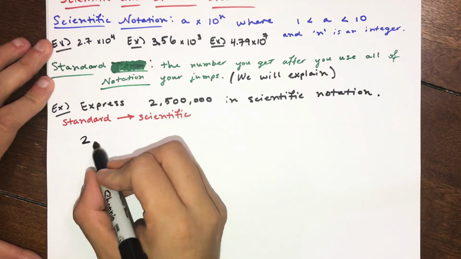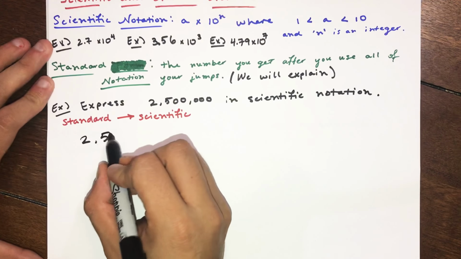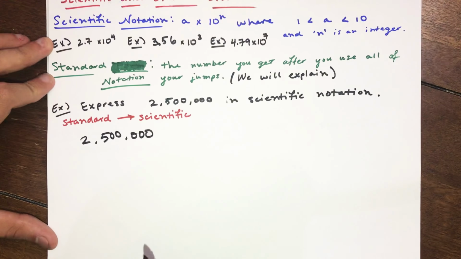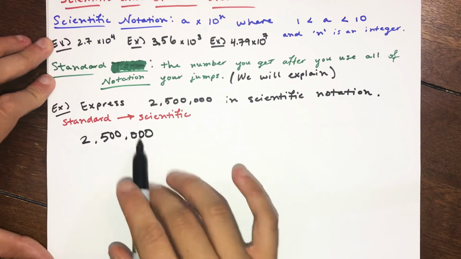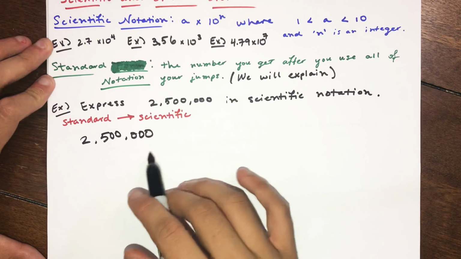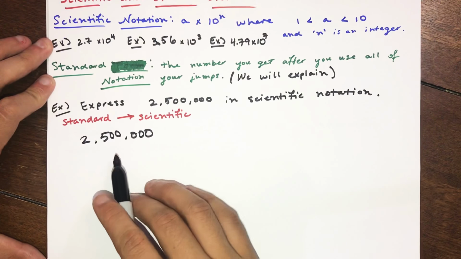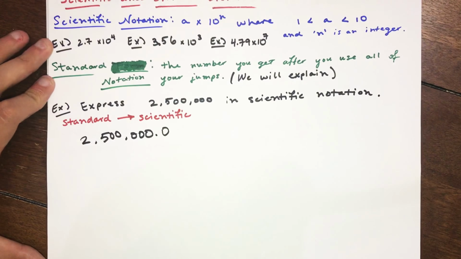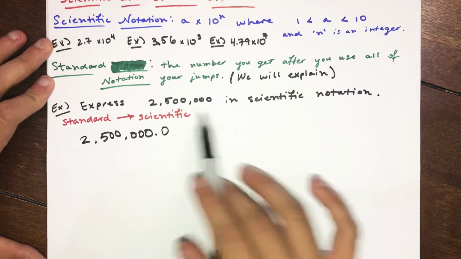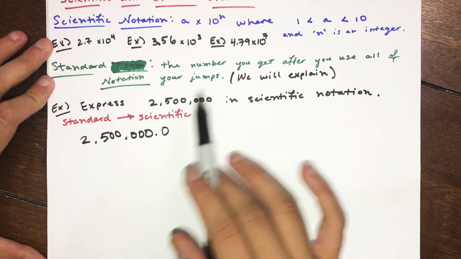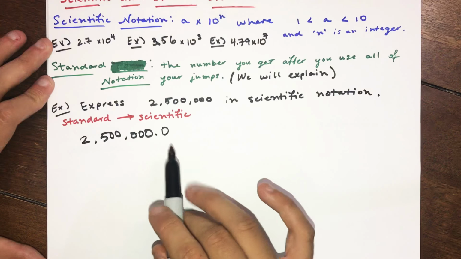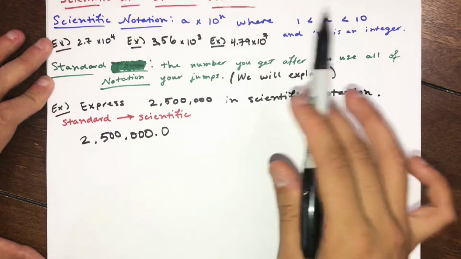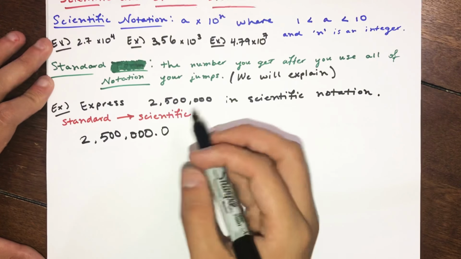So we have 2,500,000, and we want to express it in scientific notation. Well, 2,500,000 as a decimal is 2,500,000.0. Now, since we want to get this in scientific notation, we can move this decimal to the left until we get a number in between 1 and 10. Let's see what's going on.